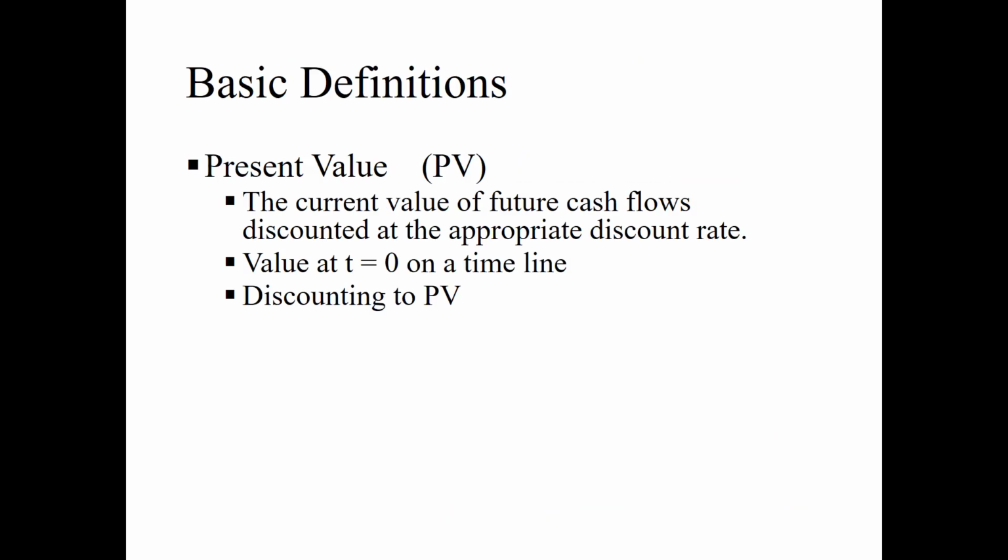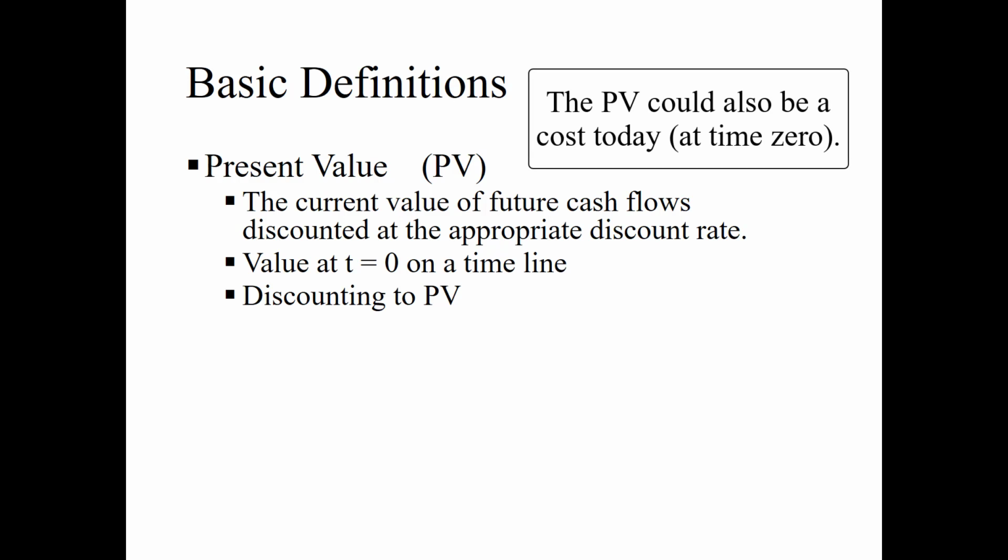Our present value is going to be a current value of some future cash flows discounted at some appropriate discount rate, which we will denote with an R. Our present value is going to be the value at time 0 on a timeline. In order to find our present value, we would discount the future cash flows to determine that present value, or the value today, or time 0.